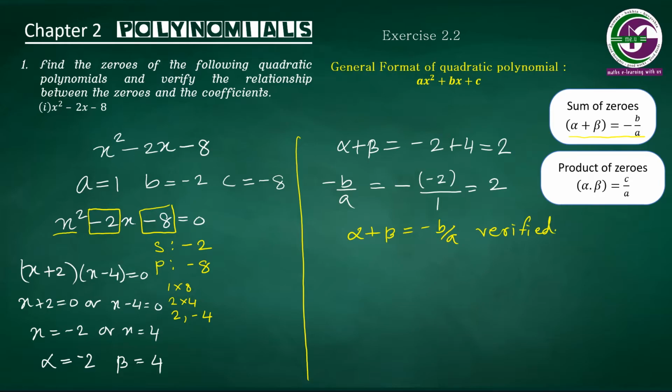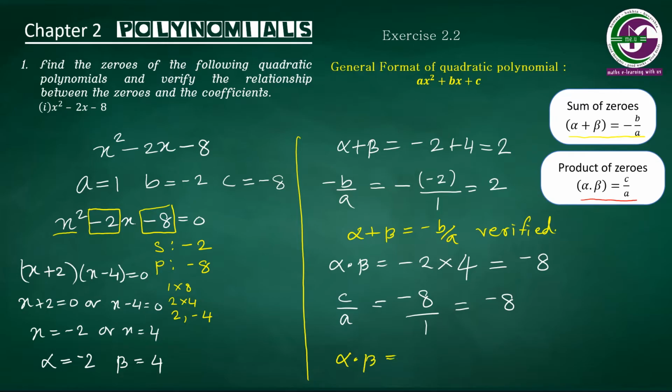Now the next one, alpha multiplied by beta. That is minus 2 multiplied by 4 equals minus 8. Now we need to verify alpha times beta equals c by a. So we'll find what c by a is. The value of c is minus 8 divided by a, which is 1. Minus 8 divided by 1 is minus 8. So they are the same. That means alpha times beta equals c by a is verified.